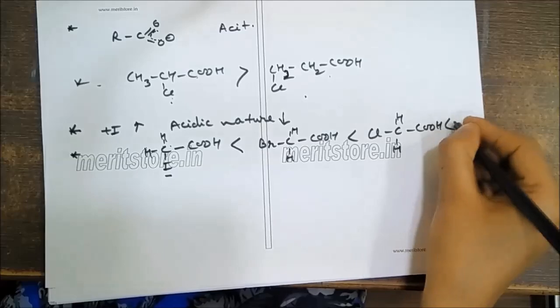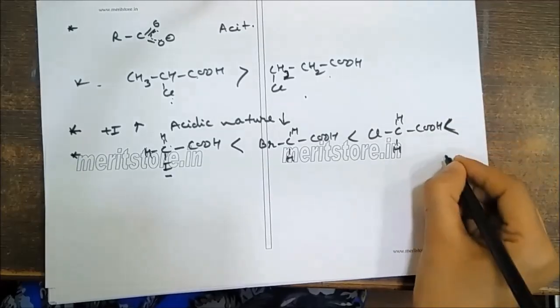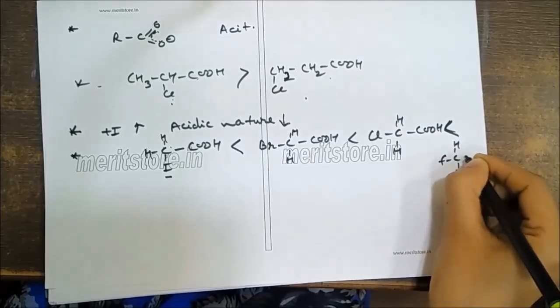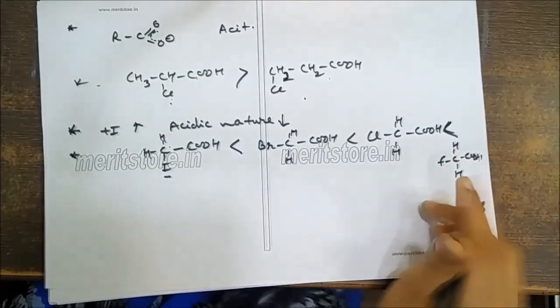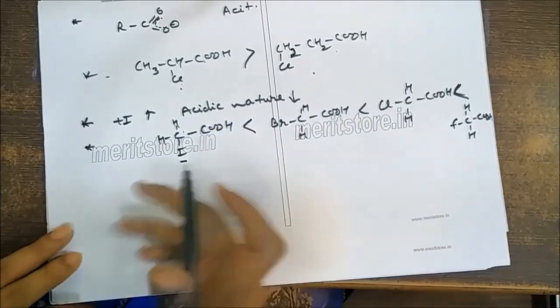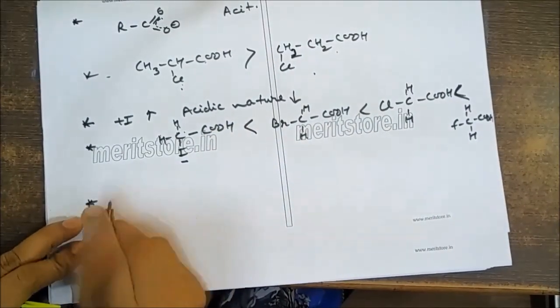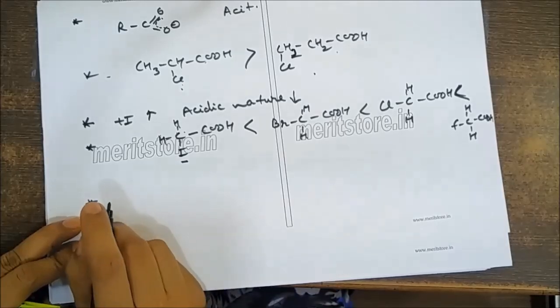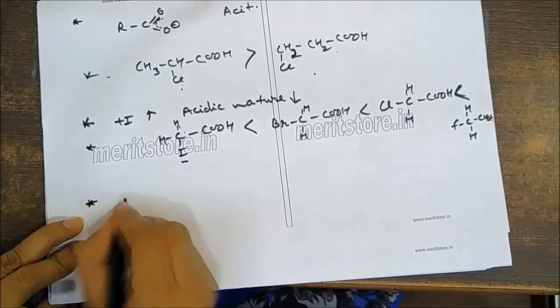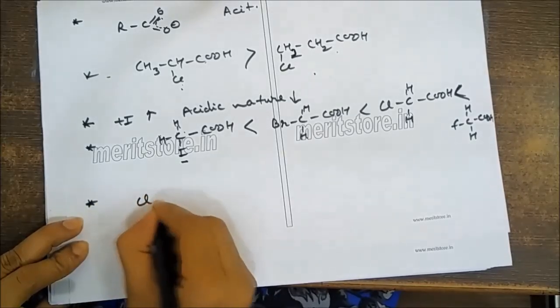And again, if a fluoro group is attached to the alpha carbon, it is much more acidic in nature. The next factor is the number of substituents. If the number of electron withdrawing groups is more, then the acidic strength will be more.